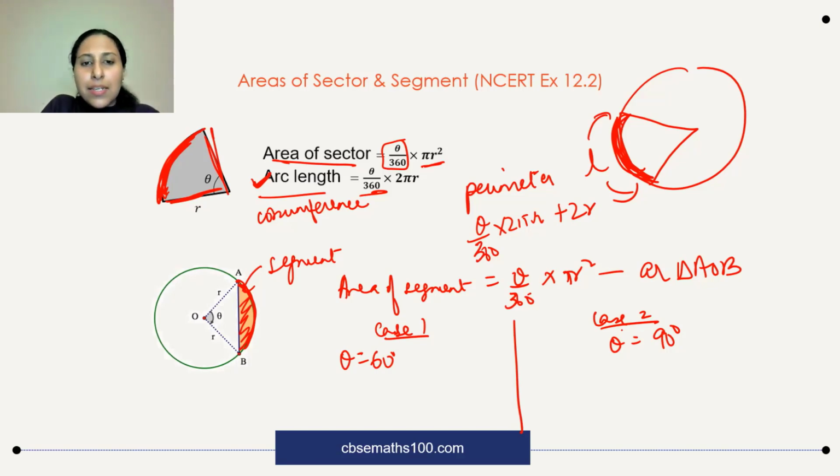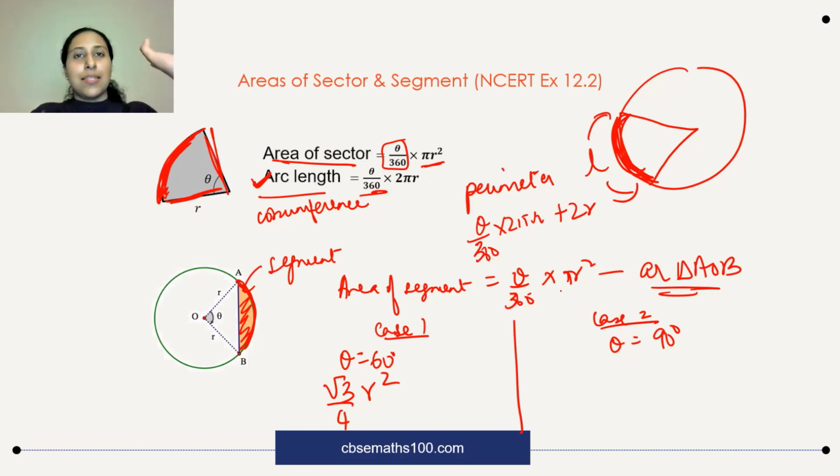If theta is 60 degrees, what will be the area of this triangle which you have to subtract? It's an equilateral triangle then. So you will just subtract root 3 by 4 into r square. Root 3 by 4 r square. That's it. It's an equilateral triangle of side r, and the area is nothing but root 3 by 4 into r square. Remember this. This is what you need to subtract if you're finding the area of the segment here.